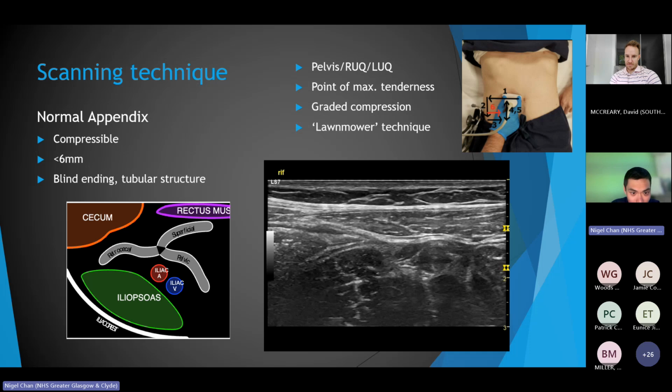If I can pause this, I don't know if I can. Oh, yeah. So there, you can see this bit of bowel comes off the cecum, and it's blind ending, and you're pretty convinced that's an appendix. A normal appendix should be less than 6 millimeters. It should be blind ending, a tubular structure that comes off the cecum. And 6 millimeters is tiny, so that's why it's pretty hard to find if it's normal.